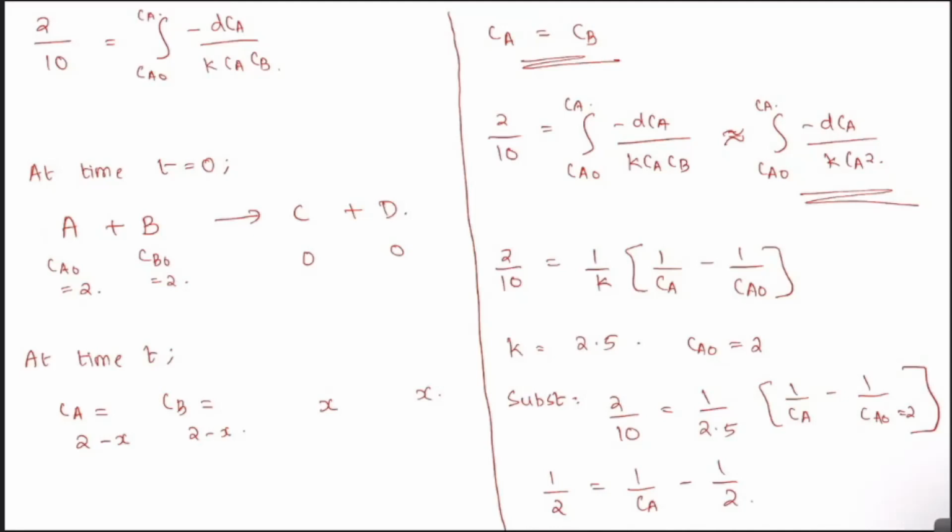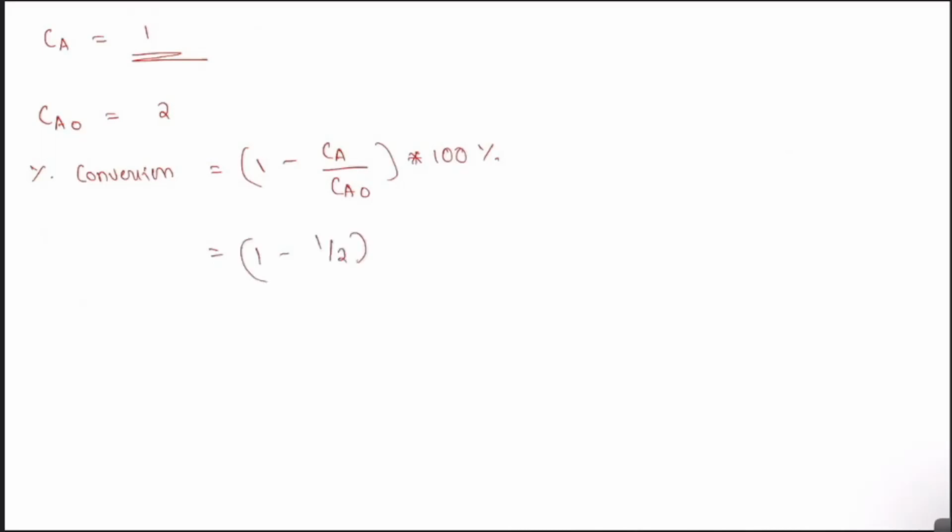Or in other words, CA will be equal to 1. So now we have CA is equal to 1 and CA0 is equal to 2. So the percentage conversion will be 1 minus CA by CA0 into 100%. And this will be 1 minus 1 by 2 into 100, which will be 0.5 into 100, or basically 50%. So the percentage conversion in this system is 50%.